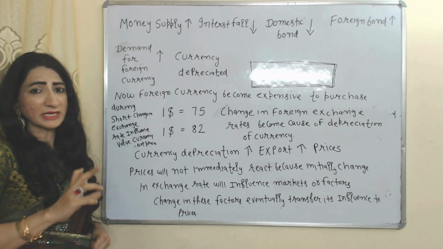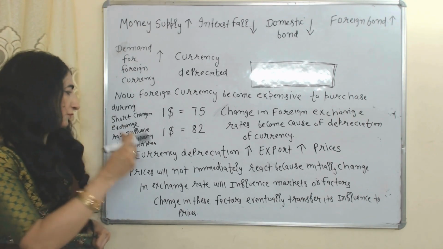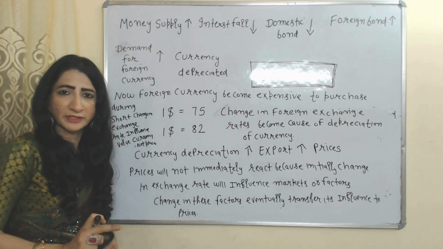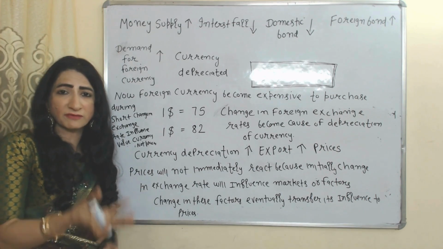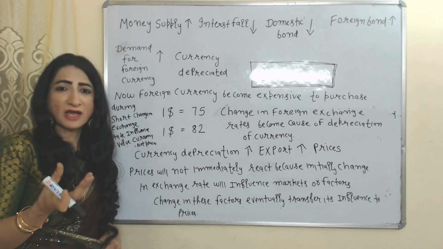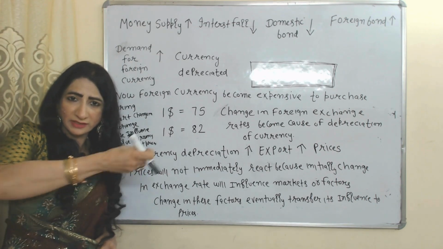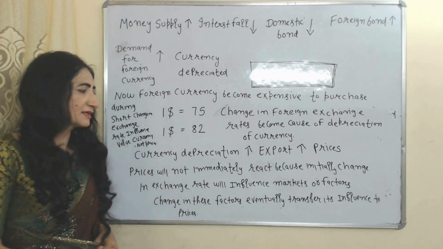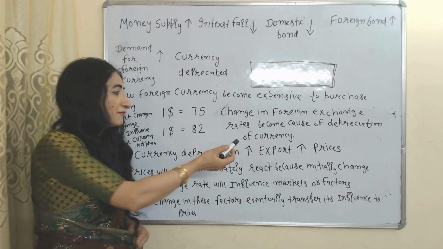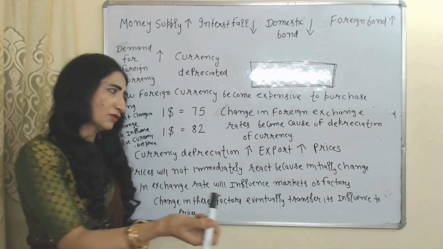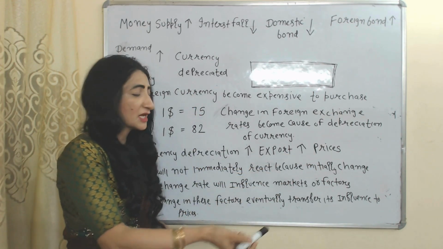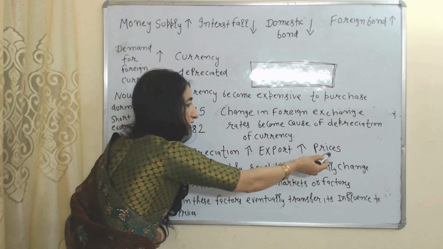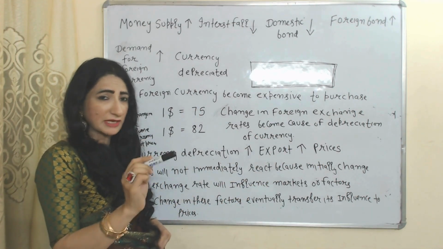But during a long time period, prices will react. But how? Currency depreciation will increase our exports. But why will currency depreciation increase our exports? Obviously, now our currency has become cheaper for people of other countries. They will demand more of our country's products. As a result, our exports will increase. When demand for our exports increases, then obviously prices will also increase. So here you can see the exchange rate influences prices during a long time period, but not a short time period.